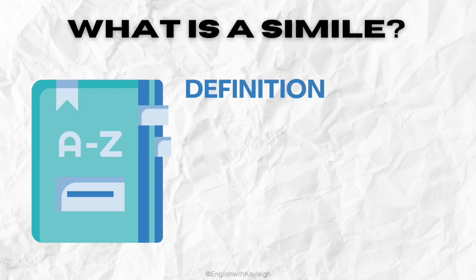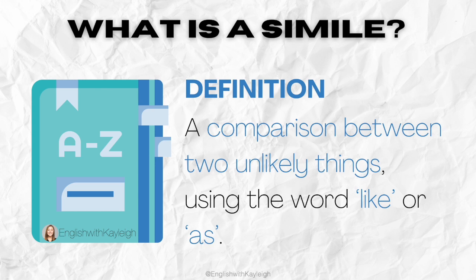So let's get started. What is a simile? A simile is a comparison between two unlikely things. Now you may be thinking, but Kayleigh, this is exactly like your previous video with a metaphor. Yes, metaphors and similes both compare two unlikely things, but this is the difference. In a simile, they will use words like or as to show that comparison. Okay, that's the important difference. Do go and check out my other video on metaphors. I'll link it at the top so that you can see the difference.